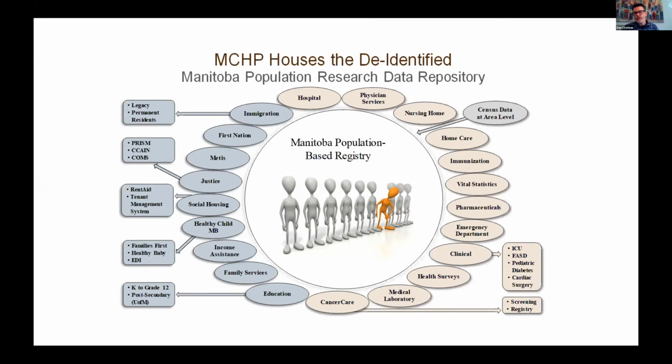And I work at the Manitoba Centre for Health Policy, which houses a lot of de-identified administrative data, similar to ICES in Ontario and institutions in the UK and also in Australia. Today, we're mostly just using health data, but we do have access to a lot of other data as well.